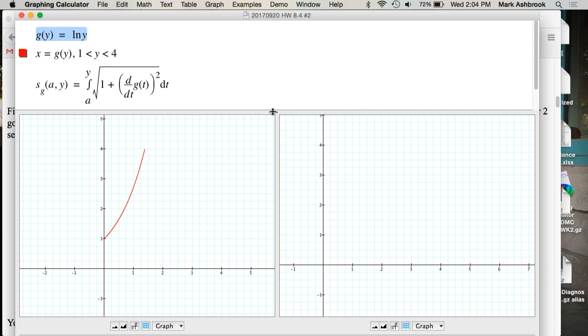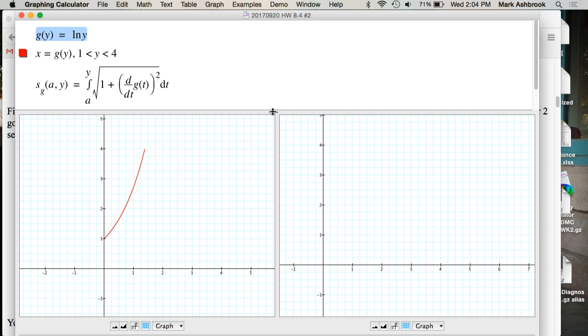Okay, so now we want to graph this function as a function of our independent variable y. So we want to graph arc length as a function of independent variable y. I'm going to put this over here on the right, and I want to put our independent variable y on the horizontal axis, and then arc length on the vertical axis. So how do I tell GC to do that?